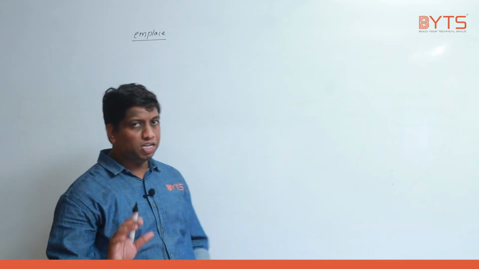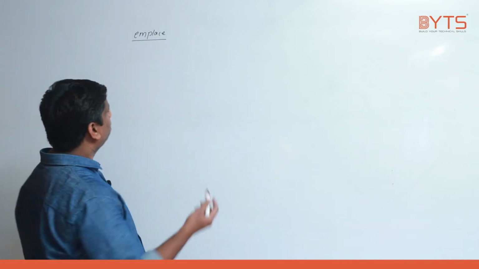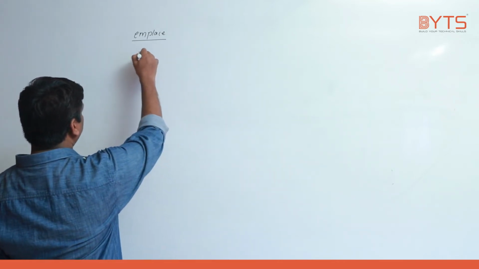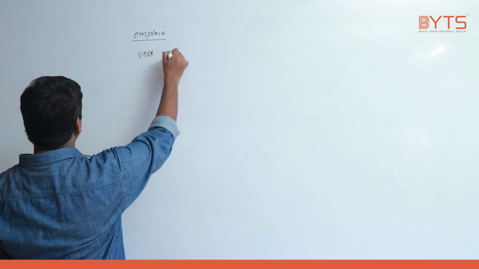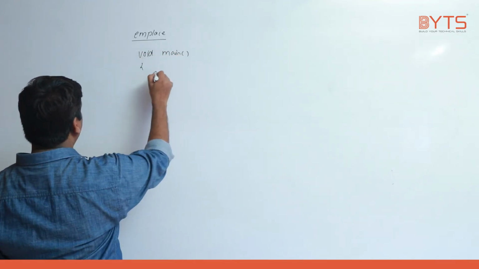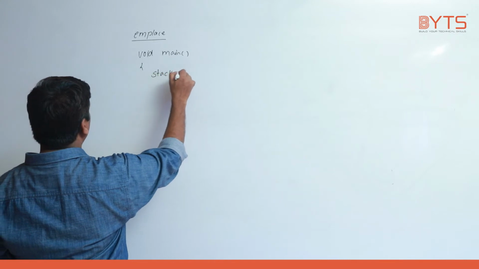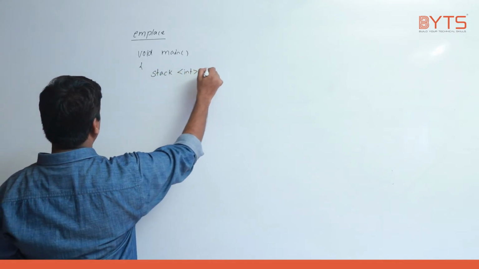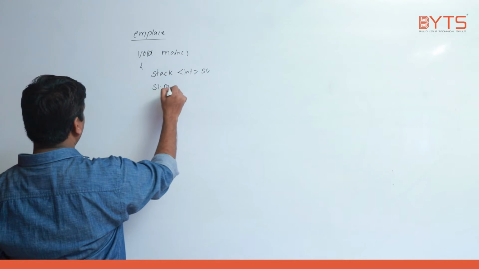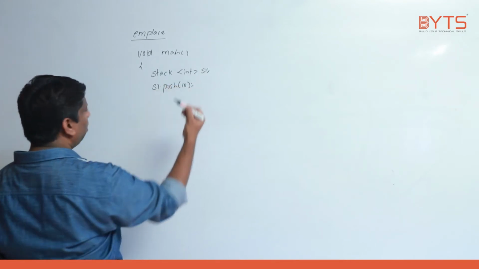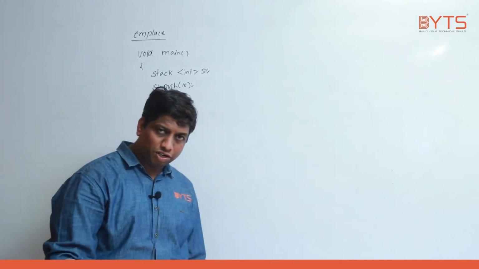We'll see that. First we'll see a basic example. After that we'll see what the meaning of emplace is. See here, first void main. Any two statements are there for me. Stack int s1. Now what am I writing? s1.push(10). What is the meaning of that? The 10 object already exists, and it is pushed.